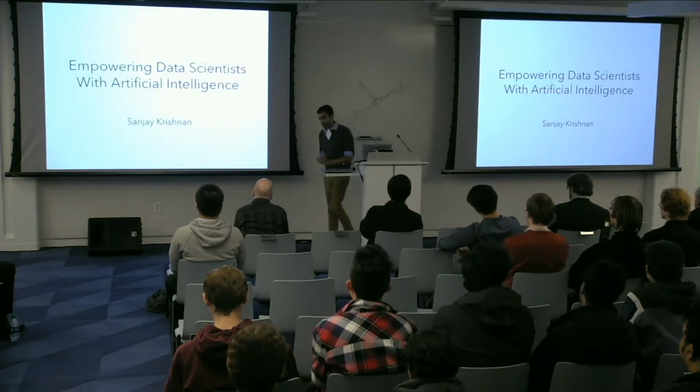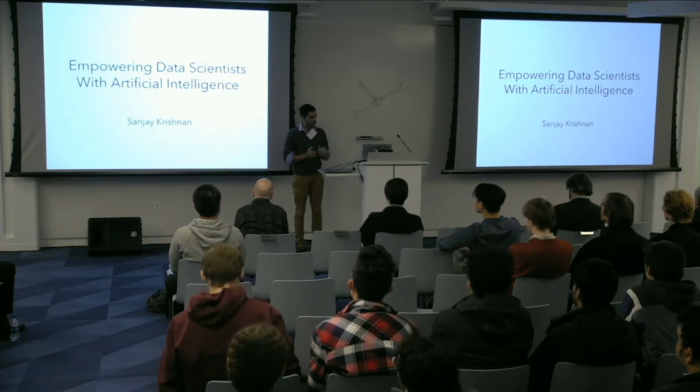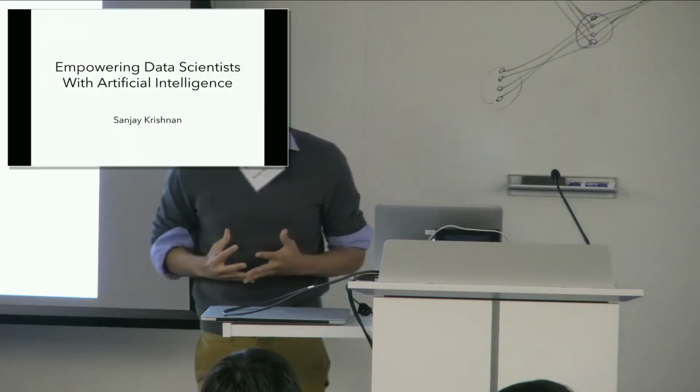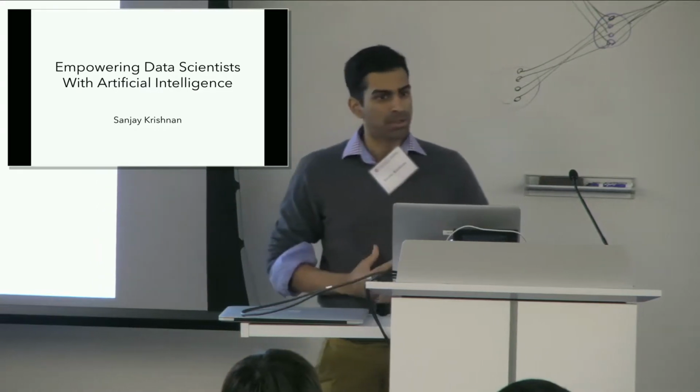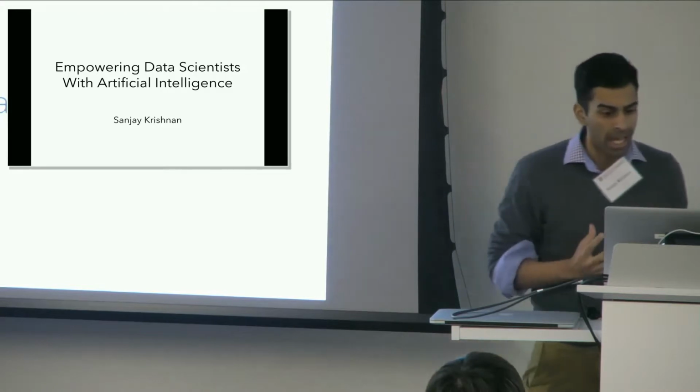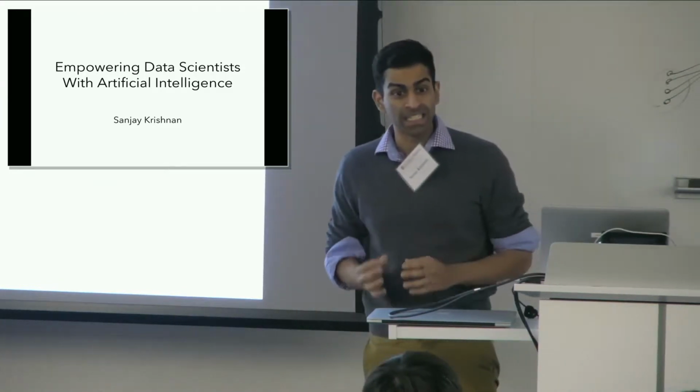So, hi everybody. My name is Sanjay Krishnan. I'm a new assistant professor here at the University of Chicago Computer Science Department. Today there's been a lot of discussion about machine learning and AI. One of the questions that has always interested me is how some of those wins that we've seen in machine learning and AI can actually be used to make data analysis easier.